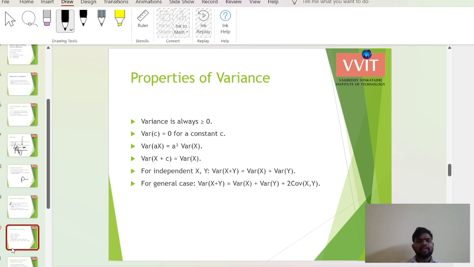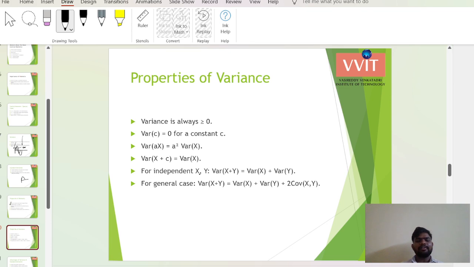Next, I will go to the properties of variance. Variance is always greater than or equal to 0. Variance of a constant is equal to 0. Next property, variance of ax. Here a is a constant multiplying a random variable x. So variance of ax is equal to a square into variance of x. Next, variance of x plus c is equal to variance of x, because variance of a constant is equal to 0.